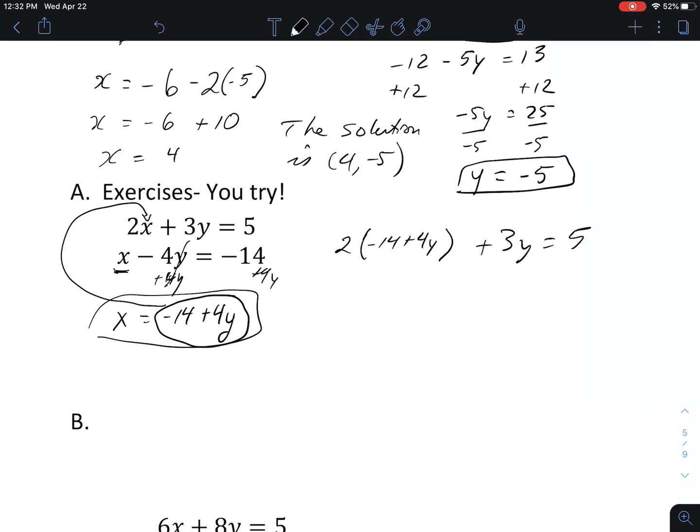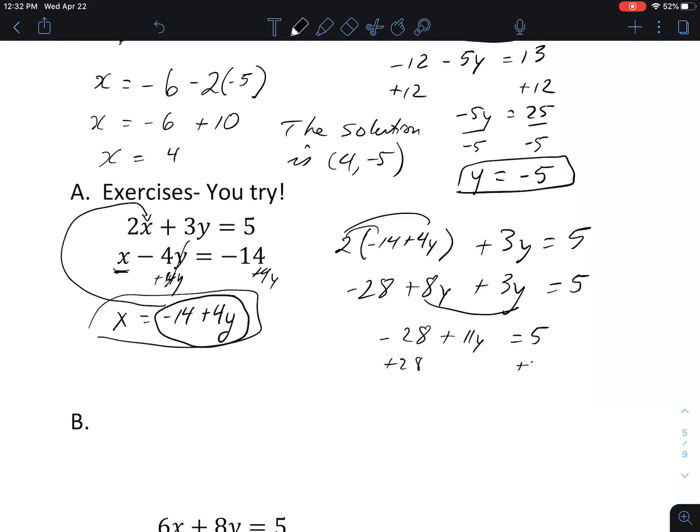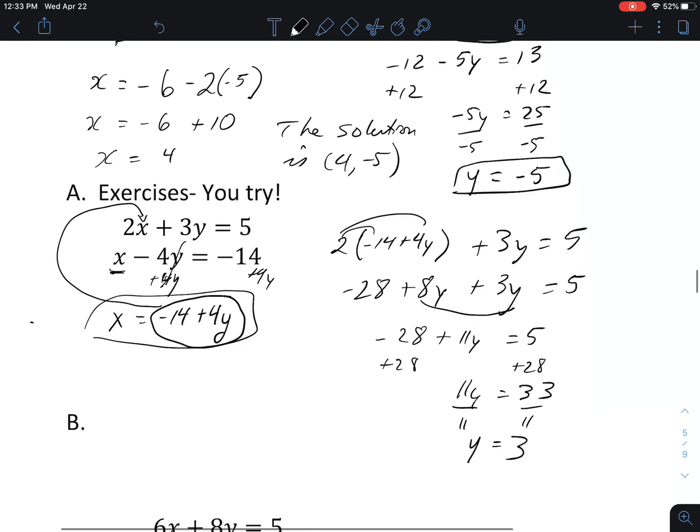2x plus 3y is 5, except x is negative 14 plus 4y. And now I distribute: negative 28 plus 8y plus this 3y here is 5. I'm going to combine those. I'm going to add 28. So I get 11y is 33, divide by 11, my coefficient of the variable, and I get 3.